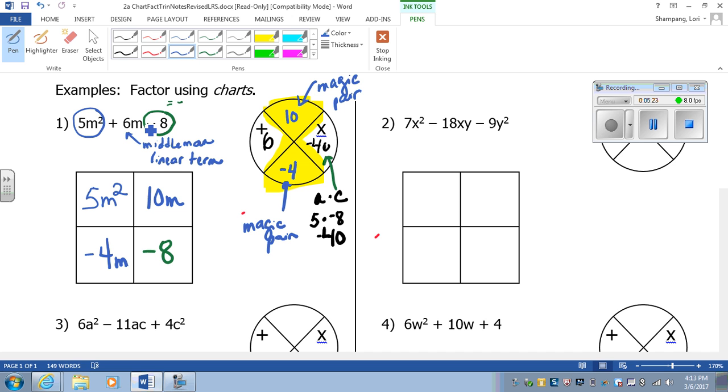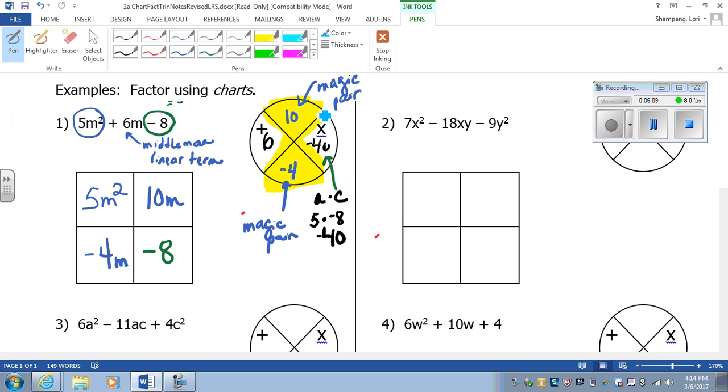So what we're going to do at this point is look at this chart in two different ways. We're going to look at the chart horizontally, or going across, and then we're going to look at the chart going up and down, or vertically. What we're going to do is factor each row and factor each column. So let's see what that looks like. Let's factor the first row. So if you look at 5m squared and 10m, I see the factor of 5 and m as being common to both 5m squared and 10m.